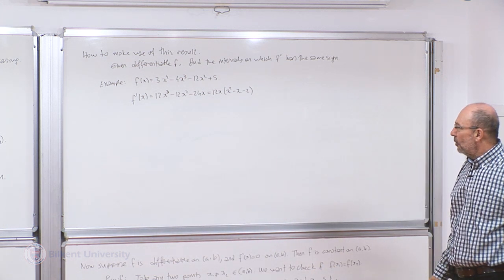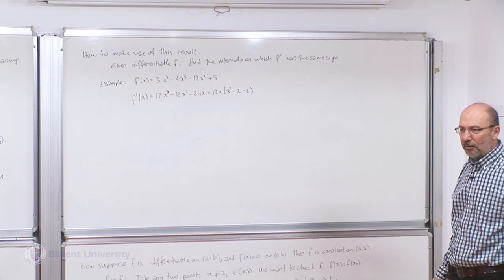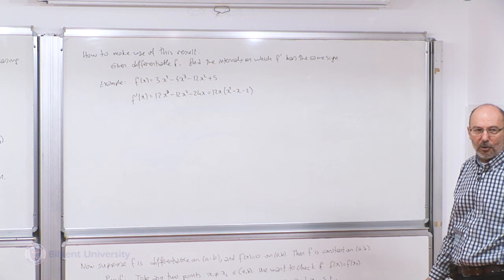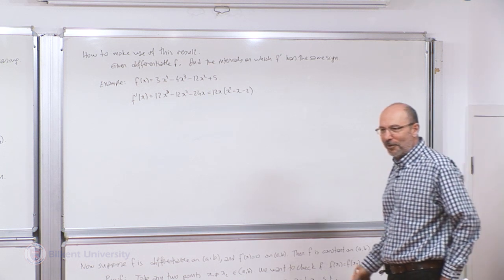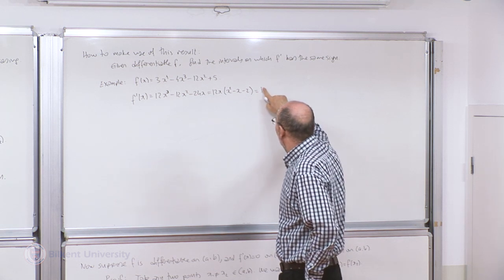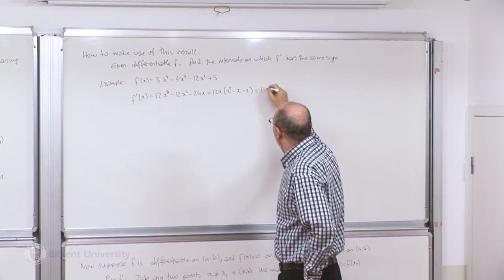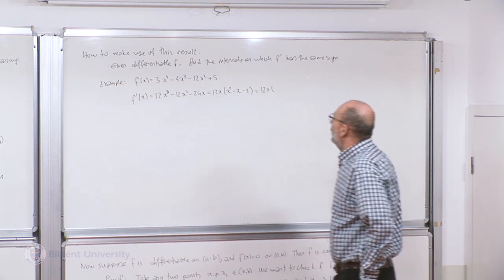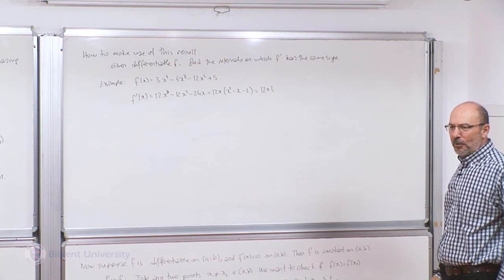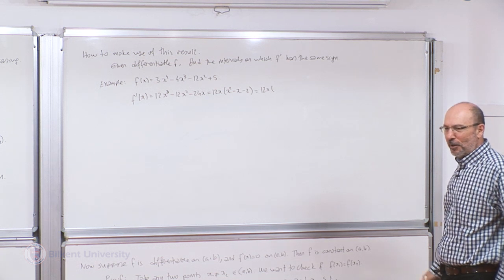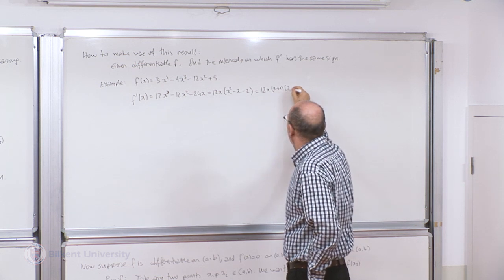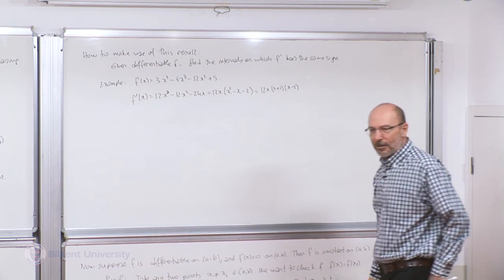How do I factor the right-hand side? Apparently one root is minus 1, one root is 2. So what is it? 12x times, x minus 1, x plus 2, no, x plus 1, x minus 2. 12x times x plus 1, x minus 2. Okay, correct?